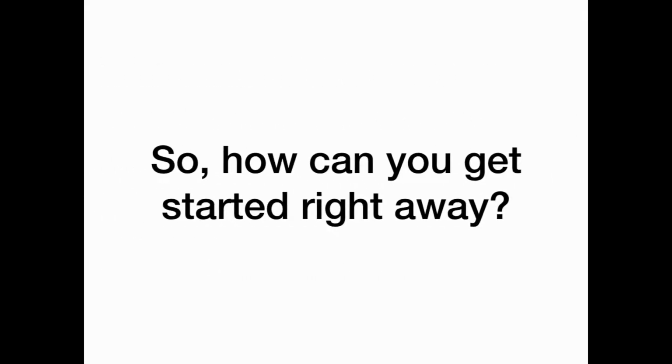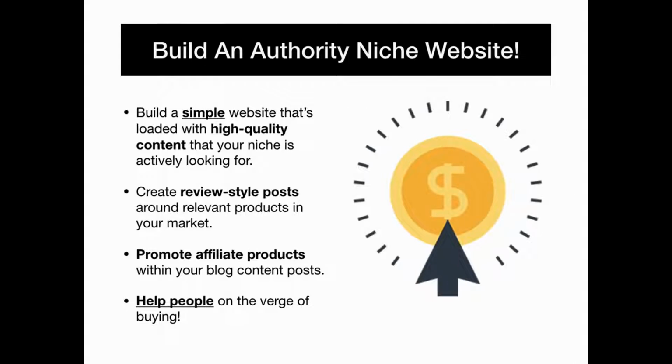Let's begin. So how can you get started right away? By building an authority niche website. Build a simple website that's loaded with high-quality content that your niche is actively looking for. Then, create review-style posts around relevant products in your market, and promote affiliate products within your blog content posts. Help people on the verge of buying.